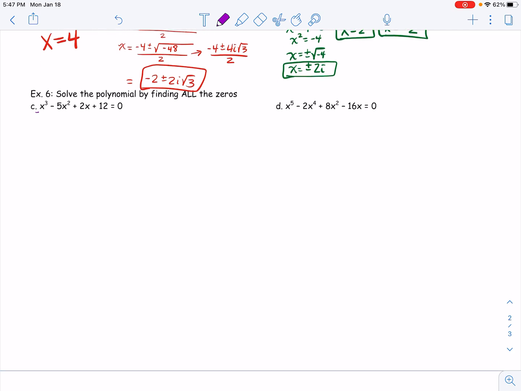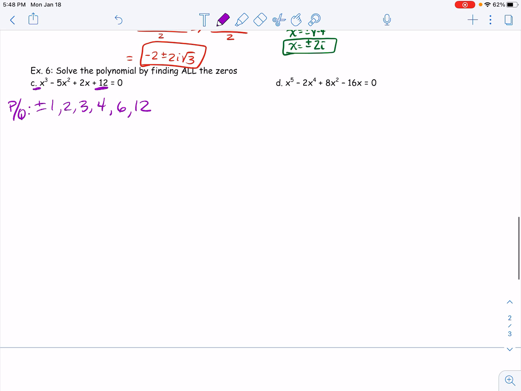Again, luckily for us, it's just going to be factors of P that are the P over Q because Q is just 1. So we have plus or minus 1, 2, 3, 4, 6, and 12. So yeah, there are 12 possible numbers, but we'll see. So I'm going to go with 2 first, a positive 2. So let's see what happens. 1, negative 5, 2, 12.